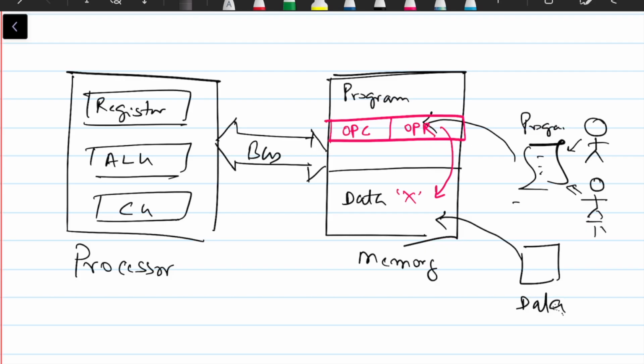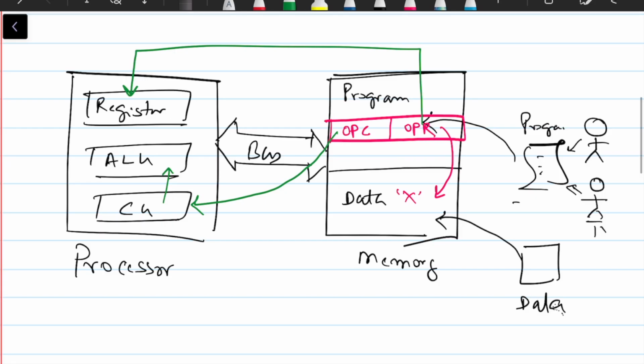When we start the computing process, the opcode comes to the control unit, the operand goes to the register. Then the control unit tells the ALU, based on the opcode given, what arithmetic or logic circuit to turn on or off.